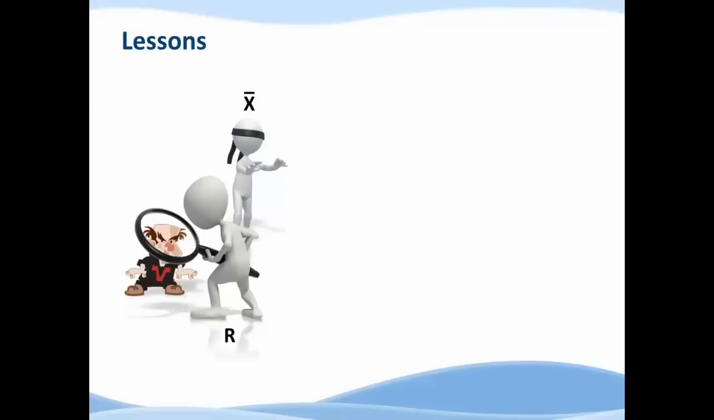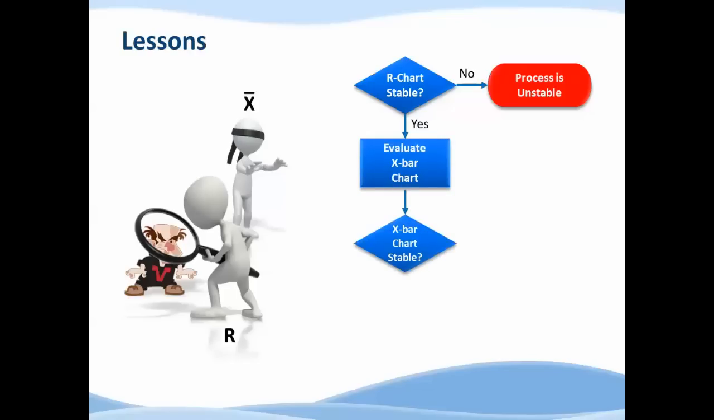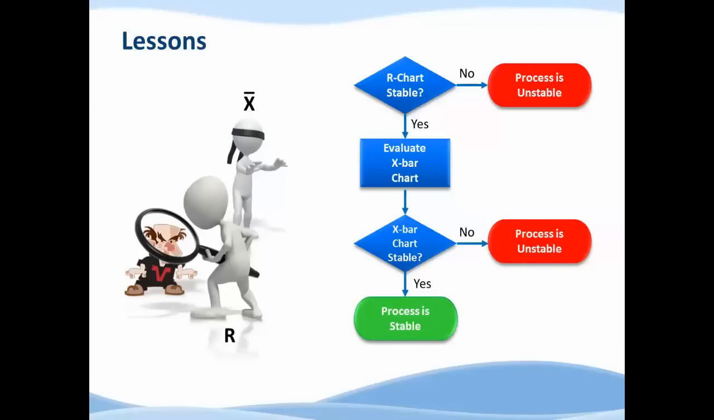So they travel together. You should look at the range chart first. If you see any red dots, if it is unstable, then the process itself is unstable, and you cannot really believe what you see in an Xbar chart. If the range chart is stable, you should go on and evaluate the Xbar chart to see if it's stable. Again, if it is not stable, the process itself is unstable. So in other words, both the R chart and the Xbar chart both need to be in control for you to determine that the process you're reviewing is stable. And that's how to prepare and read an Xbar and R chart.